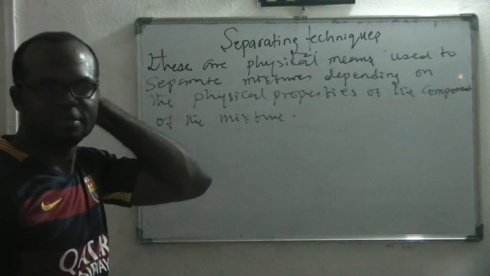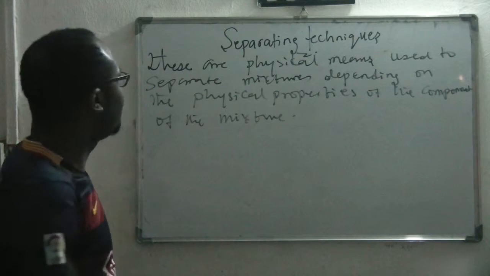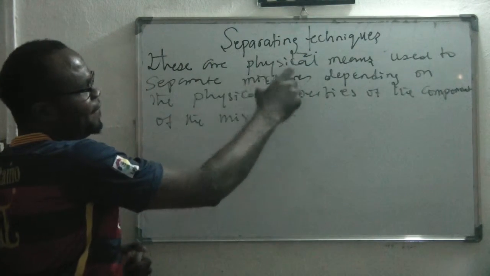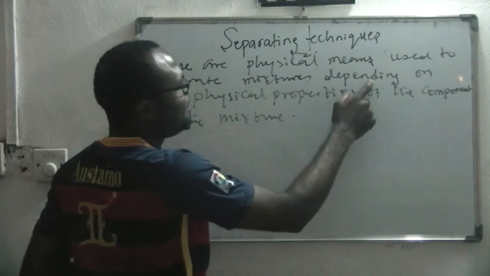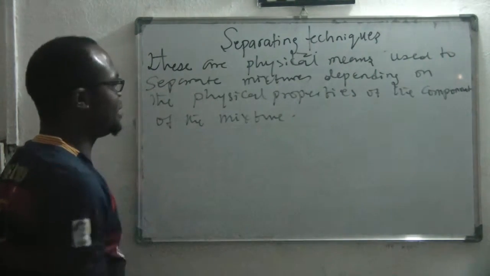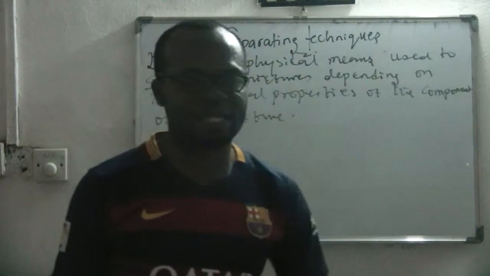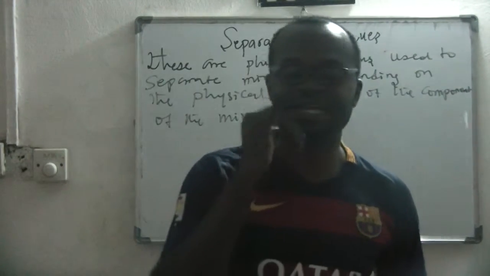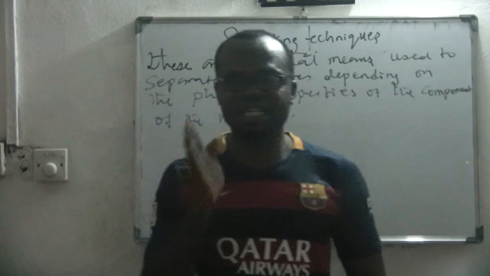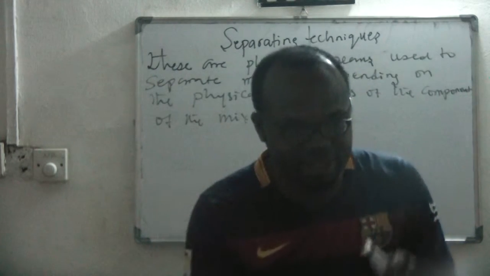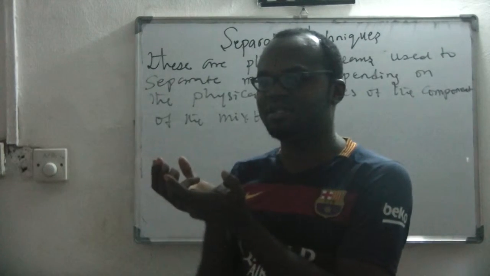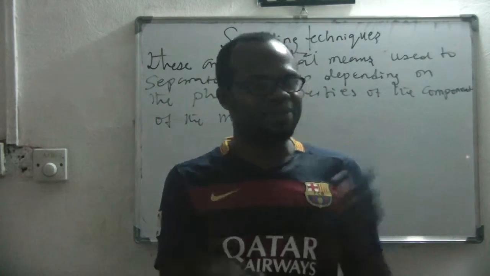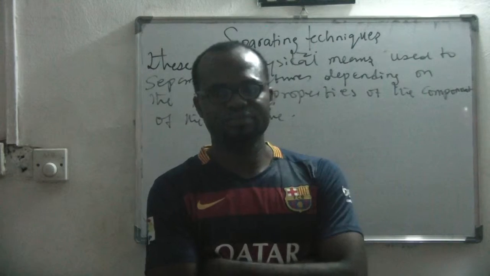Good. So therefore, separating techniques are physical means used to separate mixtures depending on the physical properties of the components of the mixture. You understand? Yes. For you to separate any mixture, you need to check the physical properties of the components. The physical property of the components determines the kind of separating technique that you use.